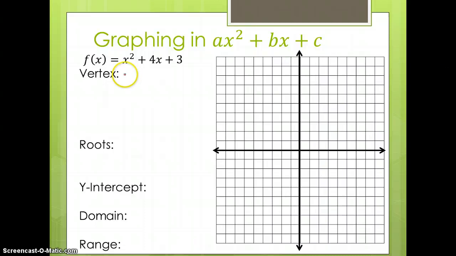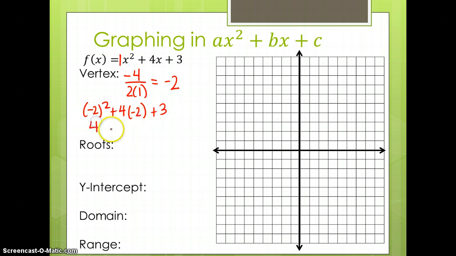So the vertex here, negative your b value over 2 times your a value, a is 1 in this case. There's no number in front of there. So negative 4 divided by 2 is negative 2. When we plug that in, negative 2 squared plus 4 times negative 2 plus 3. That's 4 minus 8 plus 3. That gives you a vertex of negative 2, negative 1. Negative 2 and negative 1.